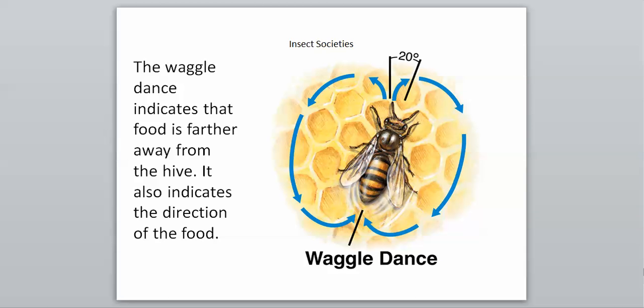However, kind of the opposite is called the waggle dance, and this will indicate that food is farther away from the hive, and they can also indicate the direction of the food as well. So they have developed over time a way to communicate with one another by doing dances.